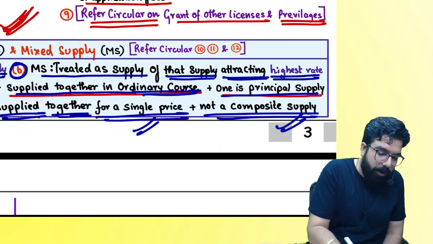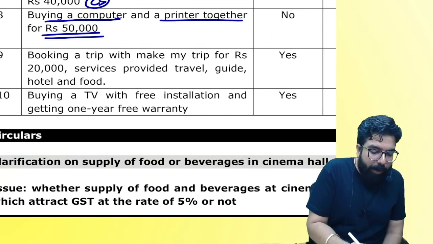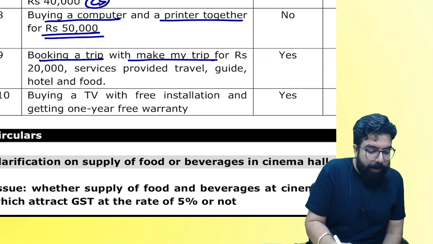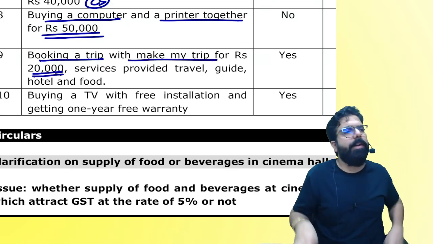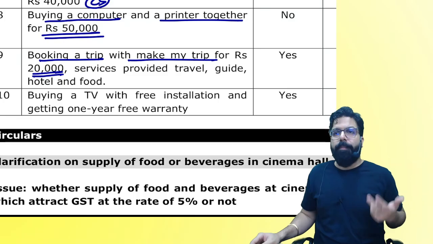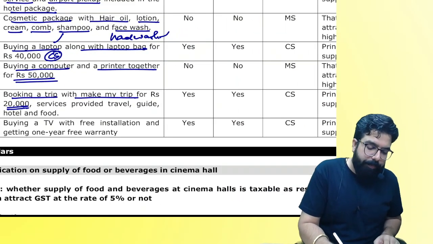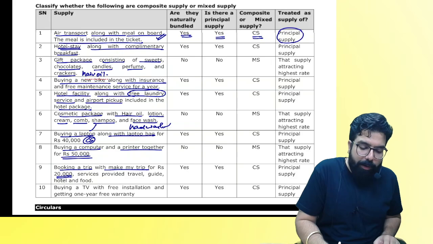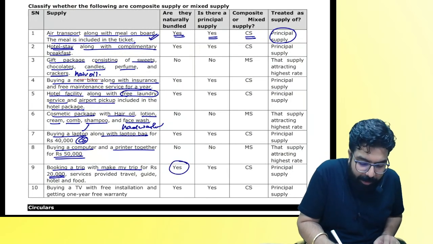People over here, now the last one. You went on a trip with Make My Trip. They charged you 20,000 rupees and they told, sir, we will give you travel, we'll give you hotel, we'll give you stay. People, is it composite or not? Yes or no, everyone? Are they naturally bundled?